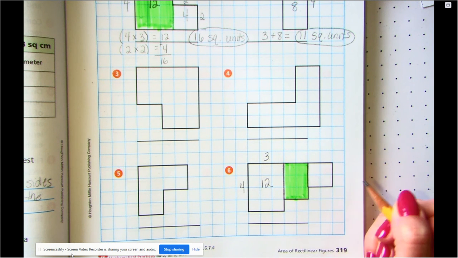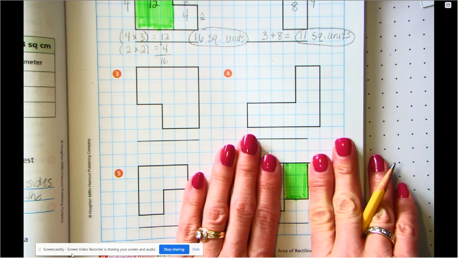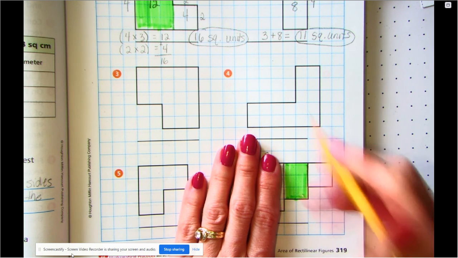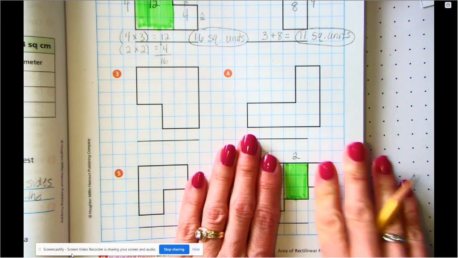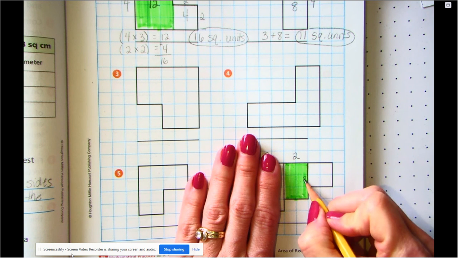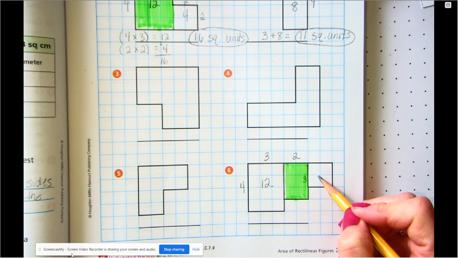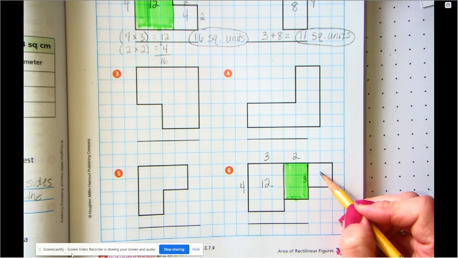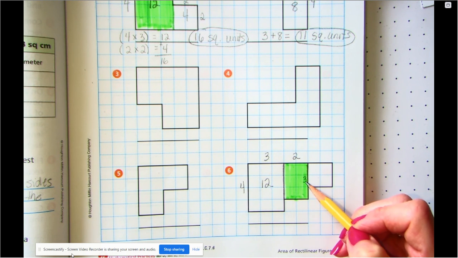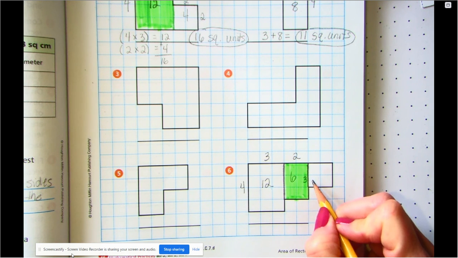Now the green rectangle. I sort of have to focus on just that part. I can see there are 2 along the top or the bottom. And how many along the side? Pick one side. I can see that there are 3. I'm going to write it just over there, because I don't want to write it on the other side since that's in this rectangle. So what's 2 times 3? That is 6.